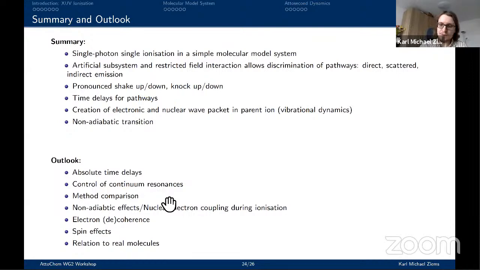So the things we want to do next are to look more into the nuclear-electronic coupling during ionization. Since we have our quantum mechanically treated nuclei, we can look into electron decoherence, spin effects, of course, and then into the relation to real molecules.